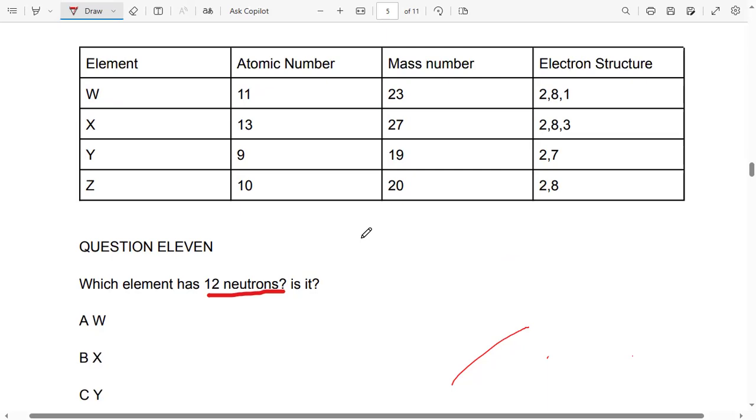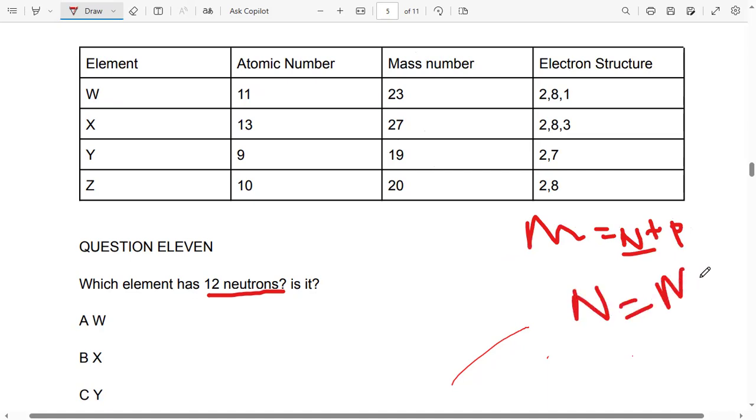Okay, so remember, how do we find the number of neutrons? We subtract the atomic number from the mass number. Remember, the mass number is equal to the neutrons plus the protons. The proton number is the same as the atomic number. Here we've been given the mass number, so if you do mass number minus the atomic number, you get the number of neutrons. So if we make n the subject, n is the mass number minus the proton number.